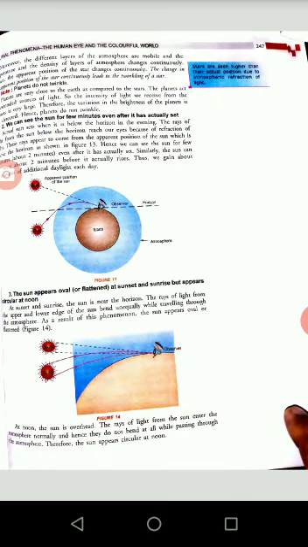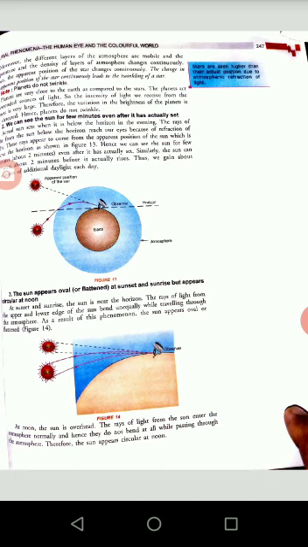Then, twinkling of a star. As we know that stars are very far away from us, so there are numbers of layers of atmosphere between the star and Earth, so light suffers from numbers of layers of atmosphere, and already we know that the density of atmosphere is different at different places.